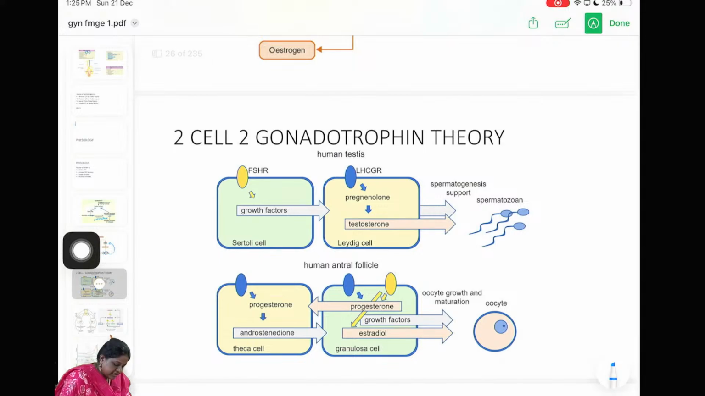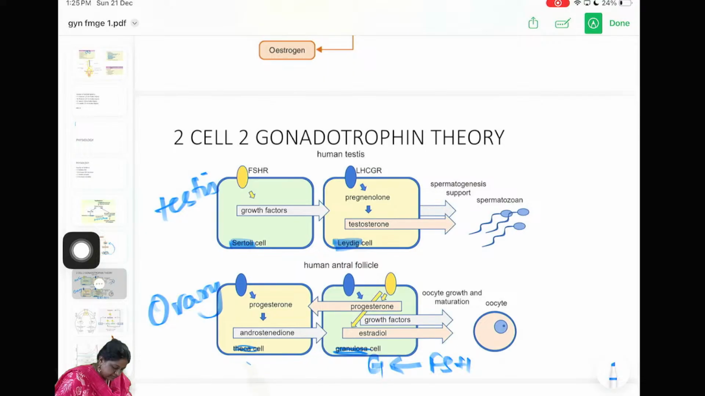Two-cell, two-gonadotrophin theory is applicable in the ovary as well as in the testis. That means in the ovary there are going to be two cells: theca cells and granulosa cells. And in the testis there are going to be two cells, Sertoli cells and Leydig cells. In the granulosa cell, FSH is acting.